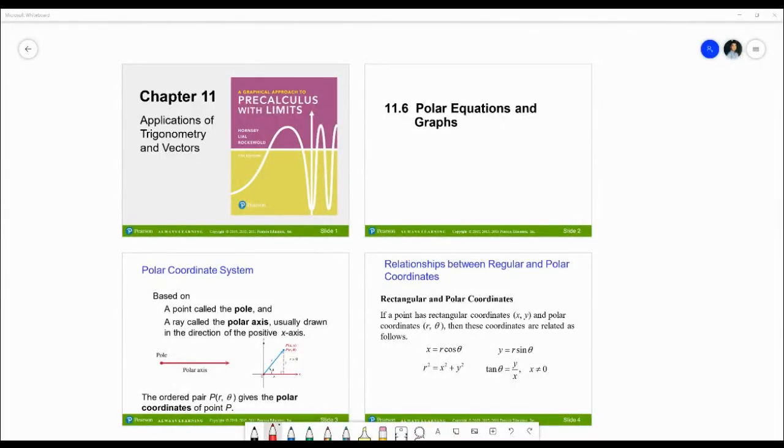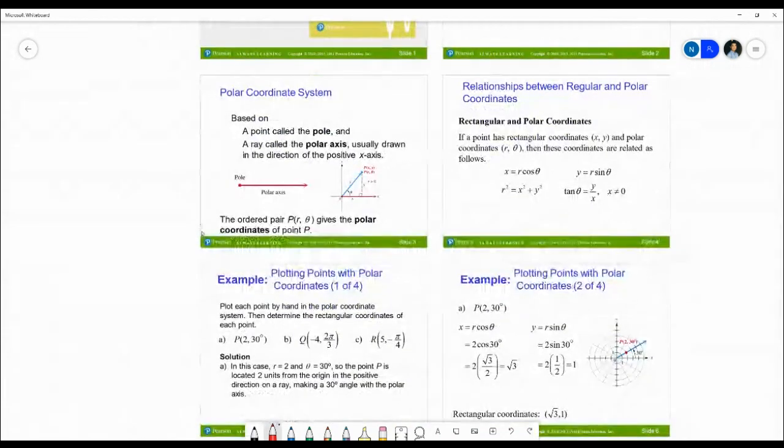We're going to go over section 11.6, which is polar equations and graphs. We're going to look at how to graph polar equations today, and we're going to compare and contrast the difference between polar equations and Cartesian coordinates and the polar coordinates.